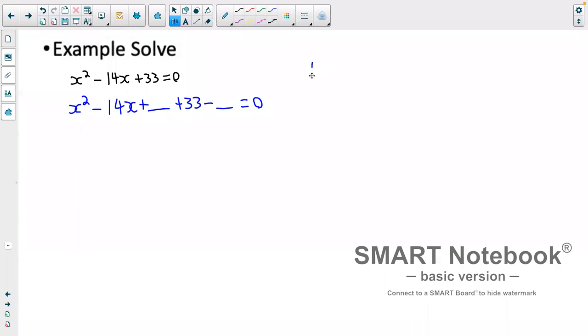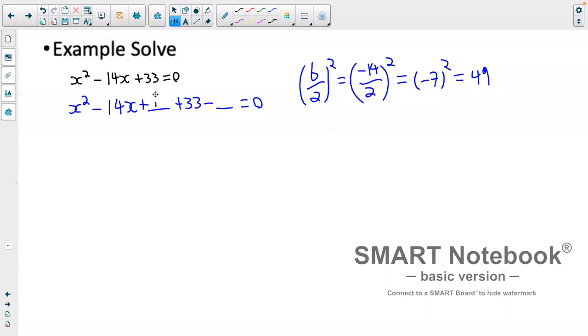In that blank is our b value divided by 2 and squared. So in this case, our b value is negative 14. So we have negative 14 divided by 2 squared. So that's negative 7 squared. So that is 49. Now, what that does is creates a perfect squared trinomial.